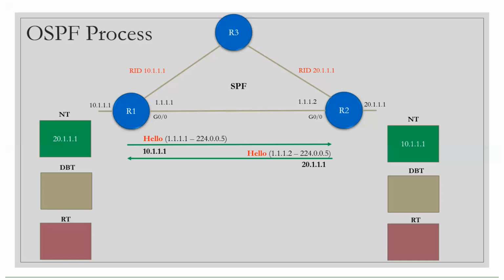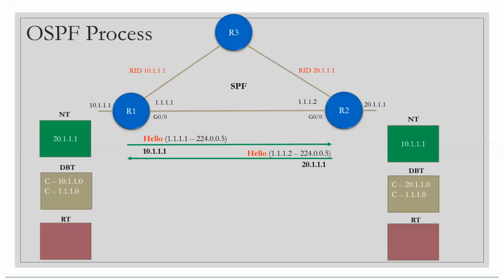Now, once that's done, we will get into the DBT or the database table. Now let's see, prior to that, if you look into the direct routes which are connected, direct routes will be showing like C, right? C 10.1.1.0 and C 1.1.1.0. So R1 is connected directly to 10.1.1.0 and also to 1.1.1.0, right? Similarly, R2's routing table will look something like this. C is 20.1.1.0 and 1.1.1.0. This is the initial stage.